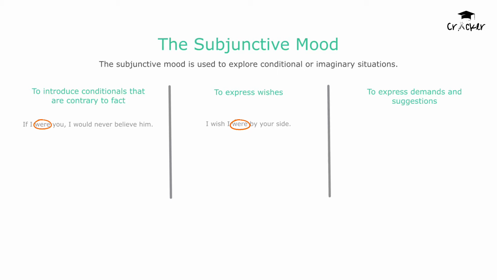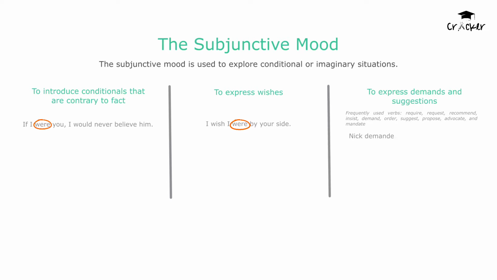Now let's talk about expressing demands and suggestions. This is the most frequently tested function of the subjunctive mood. Here we use specific verbs and the word that to introduce the subjunctive clause. Some of the key verbs include require, request, recommend, insist, demand, order, suggest, propose, advocate, and mandate.